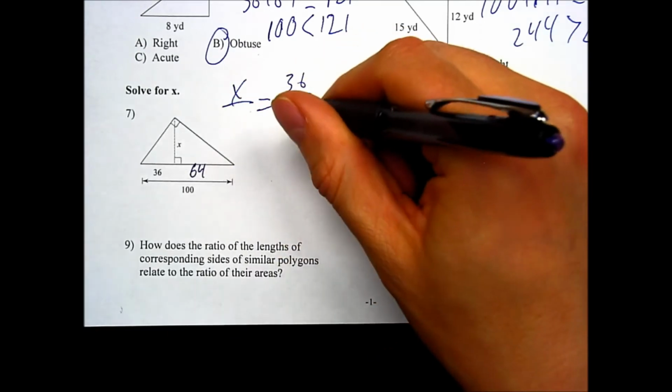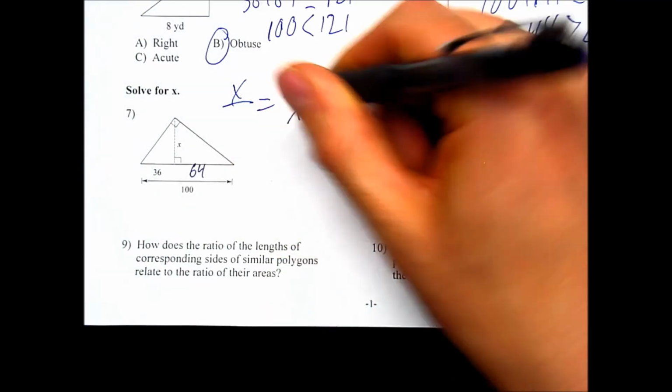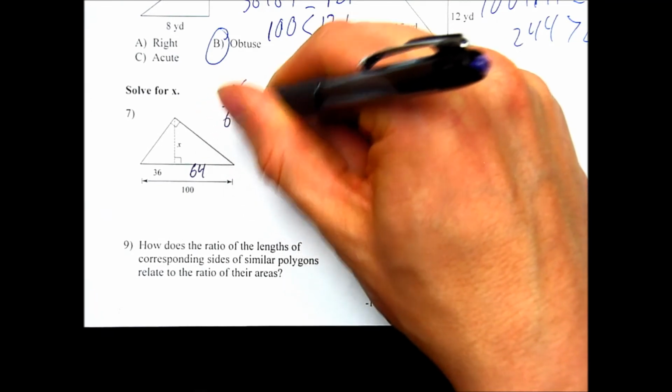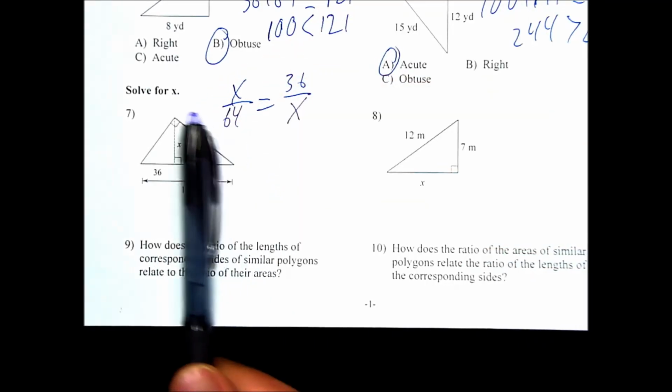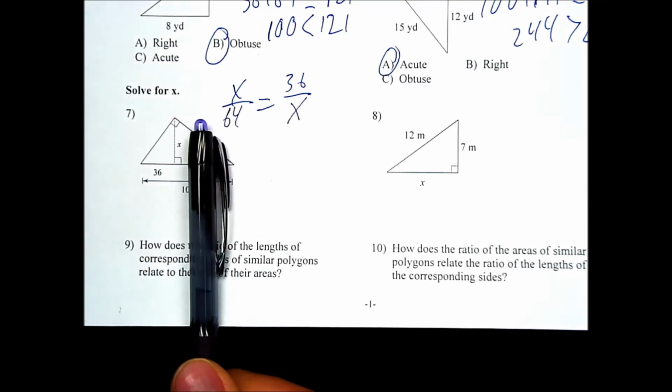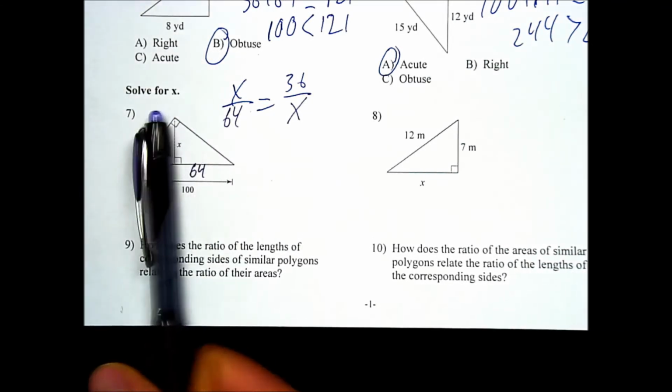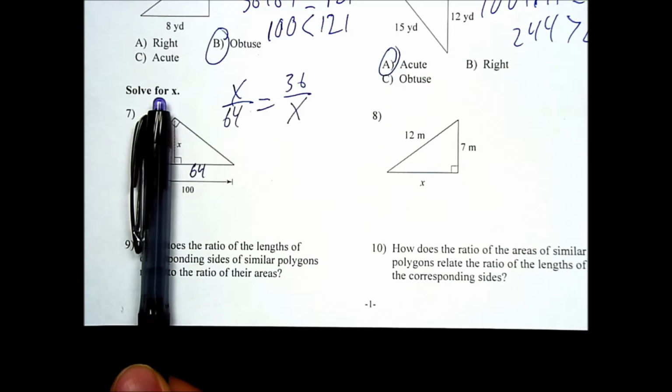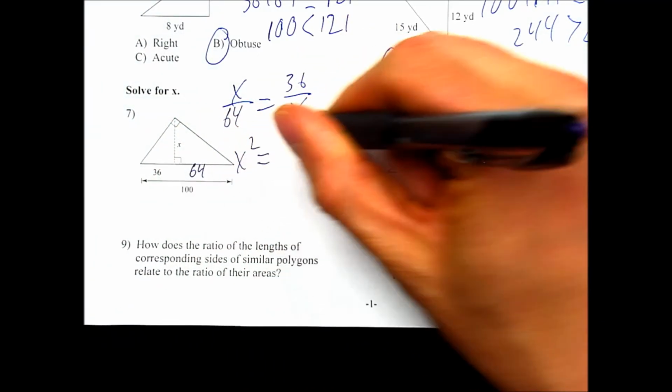Anyway, so the proper placement for x and 64 here is the 64 underneath the x and the x underneath the 36. And the reason for that is because x is the longer side on the small triangle, but it's the shorter side on the mid-sized triangle here. So I'm going to get x squared is equal to 36 times 64.